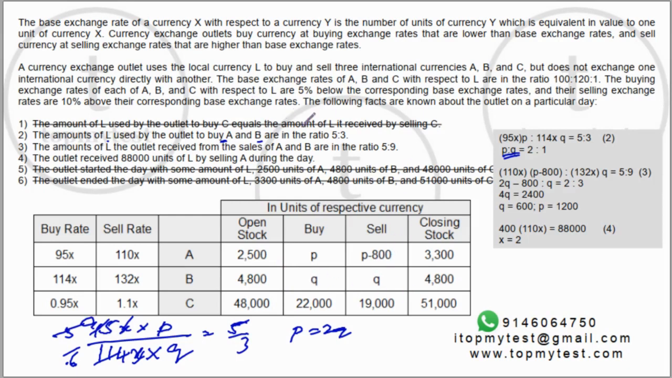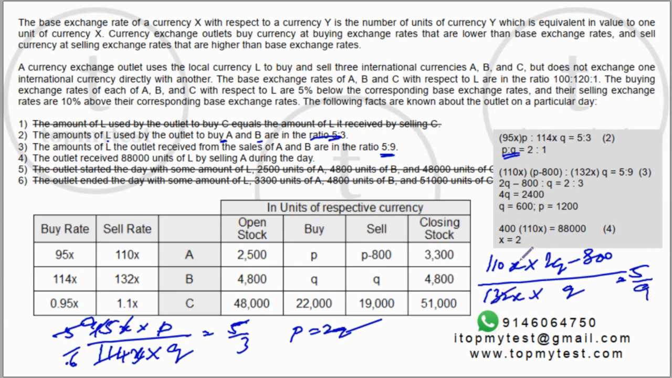Okay. Similarly, the ratio of amounts sold is 5:9. If I rewrite this, you will get 110x into P. P is basically 2Q. 2Q minus 800 divided by, this will be 132x into Q. This is 5/9. This is 5/6 again. This goes out. So if you rewrite this, you will get 4Q is equal to 2400. So Q becomes 600 and P becomes 1200.